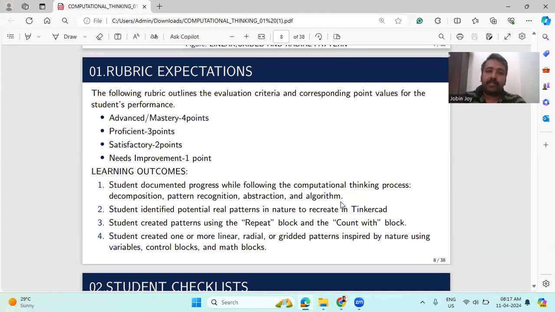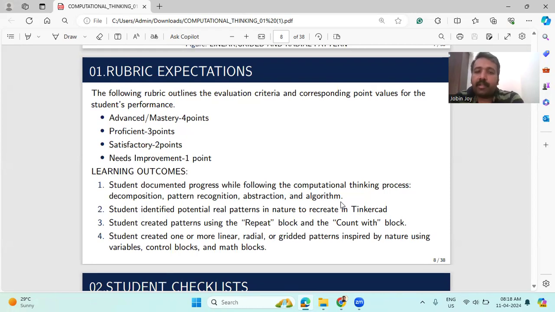Then rubric expectations. The following rubric outlines the evaluation criteria and corresponding point values for student performance. So I am evaluating four outcomes. The first one is the documentation. The second one is nature observation and recreating that pattern in Tinkercad. Then usage of the repeat block and count with block. And finally, the concept of independent learning. The second one, recreating the pattern in Tinkercad, is related to collaborative learning. And the fourth one, I am promoting the concept of independent learning. These are the four outcomes I am evaluating.